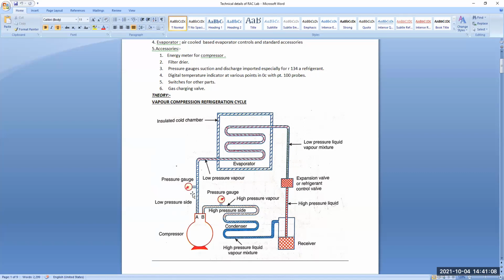Both these sides have a pressure gauge. Here is a pressure gauge marked blue, showing that it's the low pressure side pressure gauge, and this pressure gauge is marked red to show that it's the high pressure side pressure gauge. So what happens?